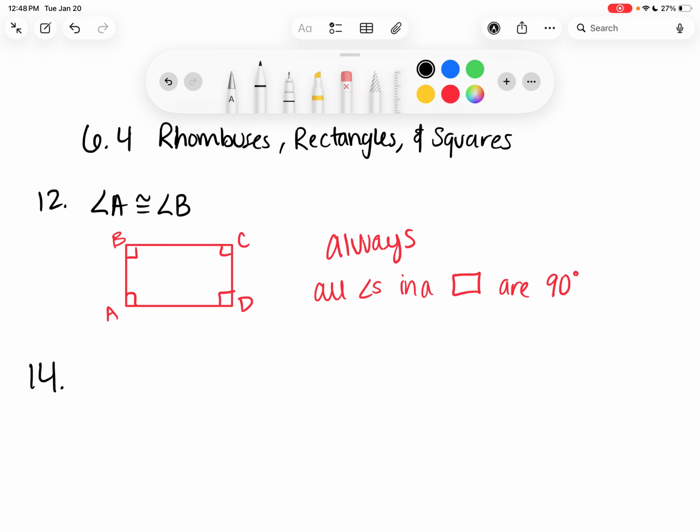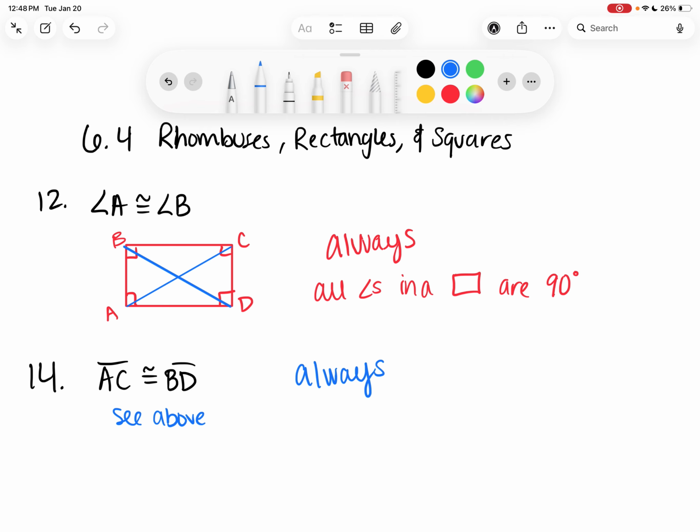14. AC is congruent to BD. So I'm going to just say C above for the picture. Okay. So AC, this is this diagonal and this diagonal. So are these things congruent? Is this always, sometimes, or never true? Always. Anybody know the reason? Or remember what it is?